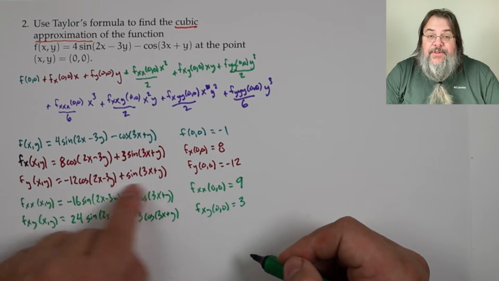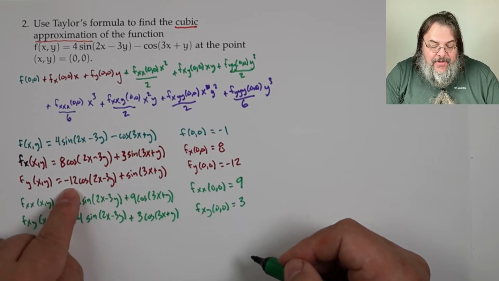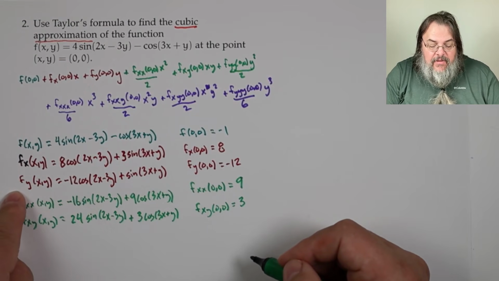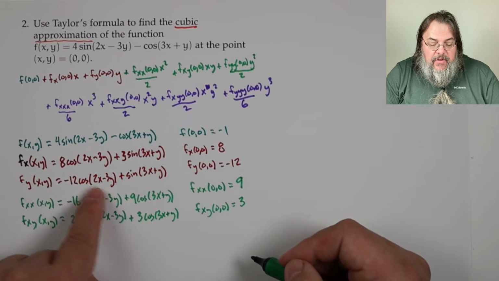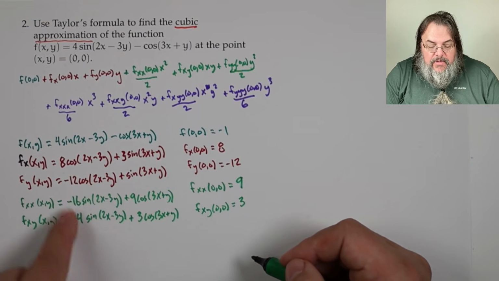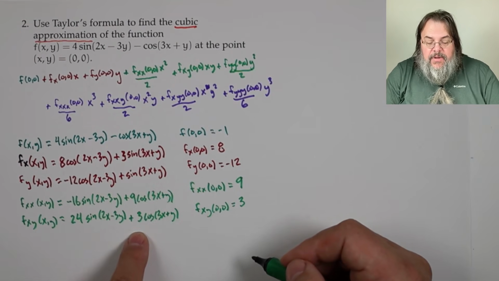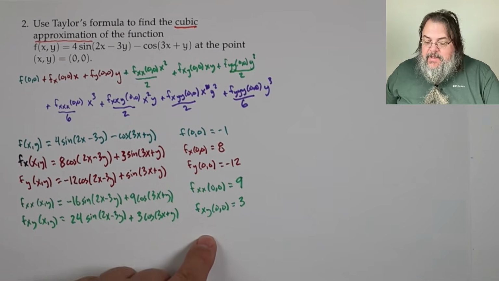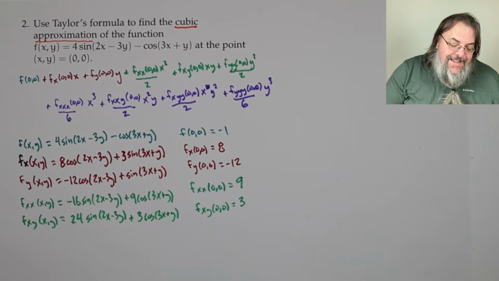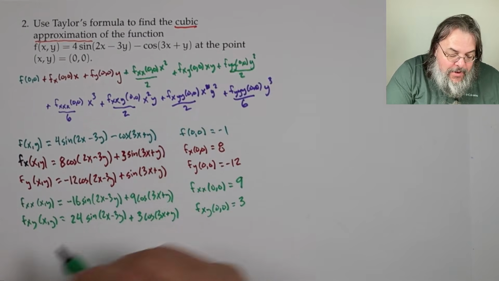We could have alternatively taken this derivative with respect to x. And notice we get the same thing, right? Derivative of cosine is negative sine. A 2 comes out. 12 times 2 is 24. Derivative of sine is cosine. 3 comes out, so we get a 3. All right. Good. Now, one more.